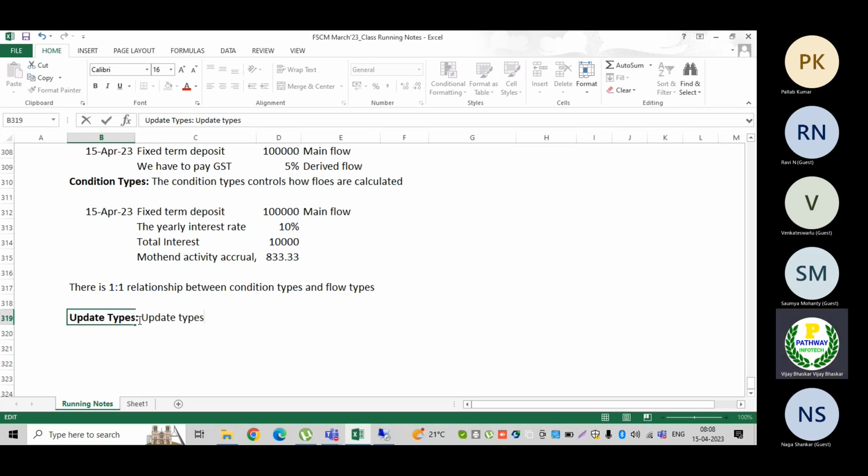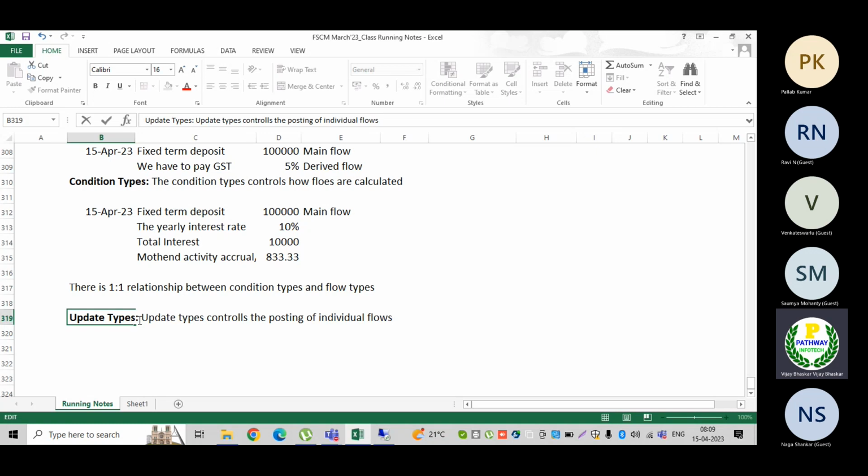Now what is update types? Update types controls the posting of individual flows. Then the update types identify the flow.